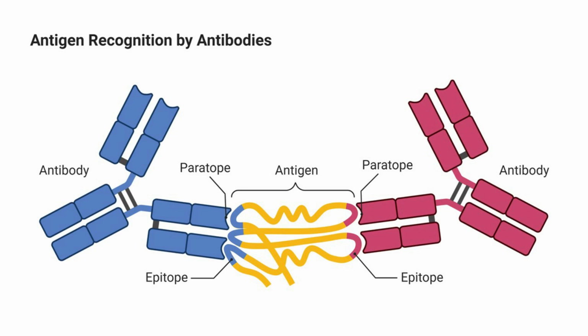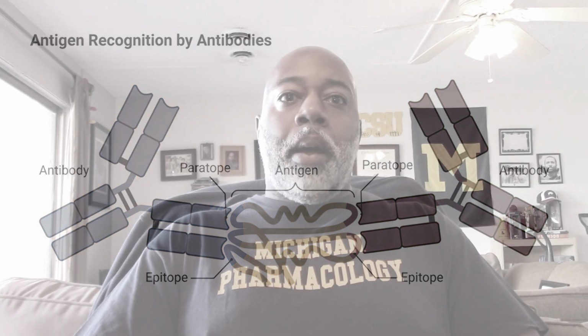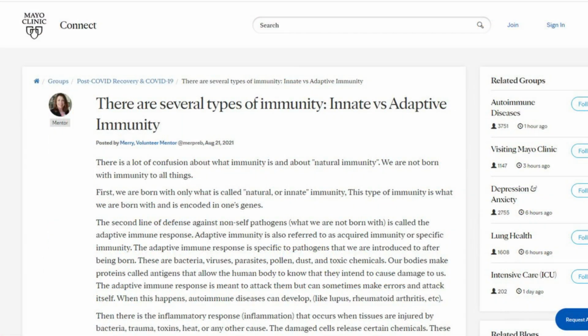Our bodies make proteins called antigens. You've heard me use that term quite a bit recently if you've been watching my content. Our bodies make proteins called antigens that allow the human body to know that they intend to cause damage to us. The adaptive immune response is meant to attack them, but can sometimes make errors and attack itself. When this happens, autoimmune diseases can develop, like lupus, rheumatoid arthritis, etc.